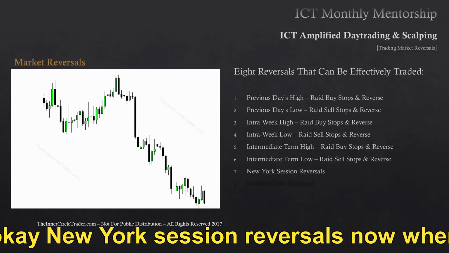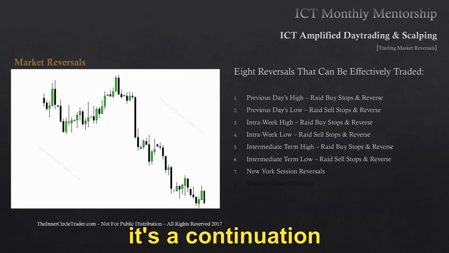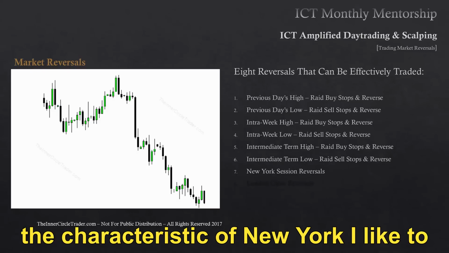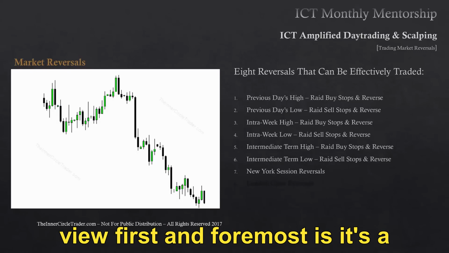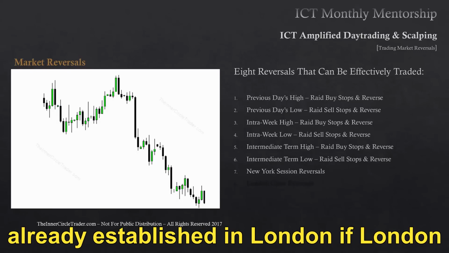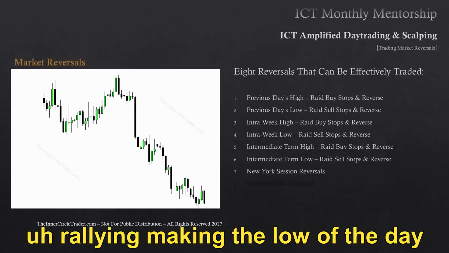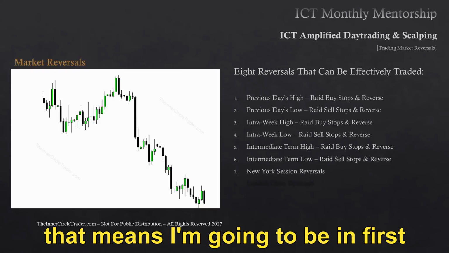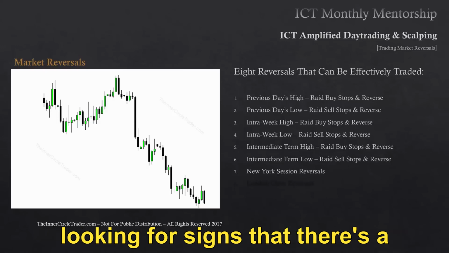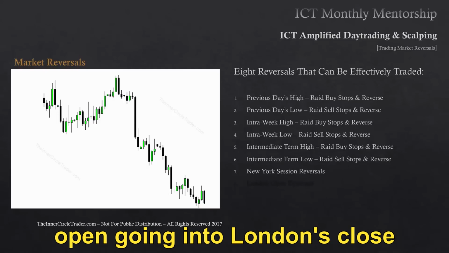Okay, New York session reversals. Now, when we look at New York session, generally it's a continuation. The characteristic of New York I like to view first and foremost is it's a continuation generally of what was already established in London. If London was a bullish rally, making the low of the day, that means I'm going to be first looking for signs that there's a continuation on that move going higher from New York's open going into London's close.